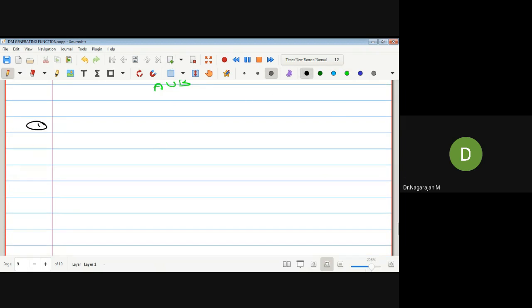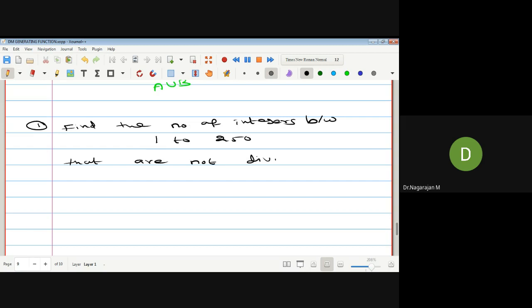Here, find the number of integers between 1 to 250 that are not divisible by any of the integers 2, 3, 5 and 7. What is the question?